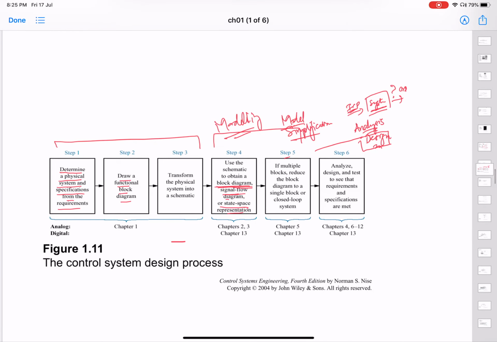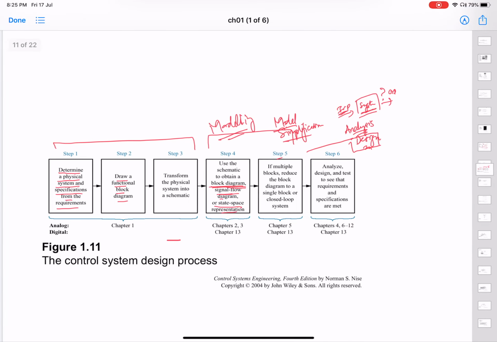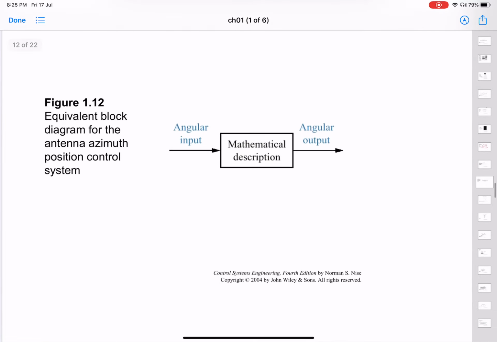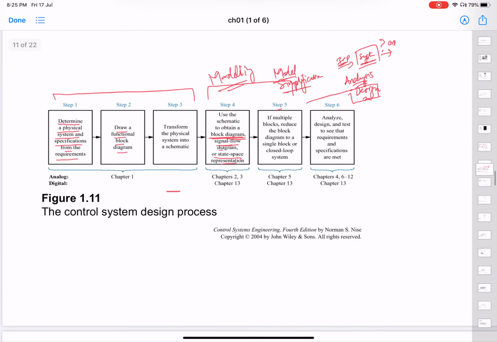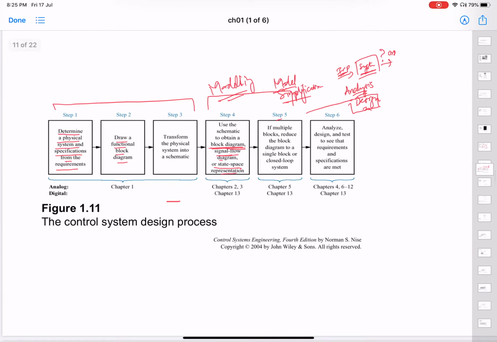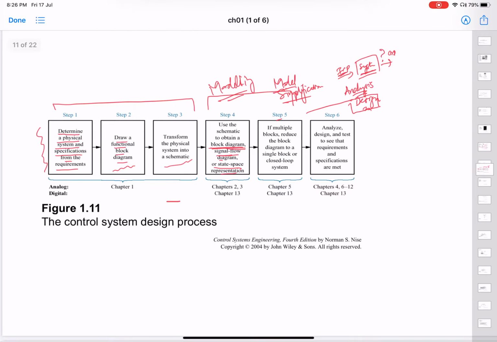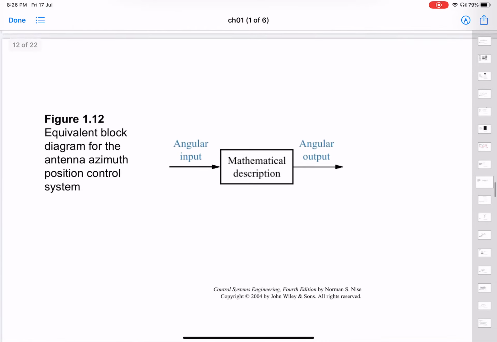So I hope that this design process is clear. Okay, so now let us see how we have already seen to some extent, for a particular physical problem, how we can determine the physical system, draw the layout, draw the functional block diagram, transform the block diagram into a schematic, right? Let us take an example in which we are actually doing this.